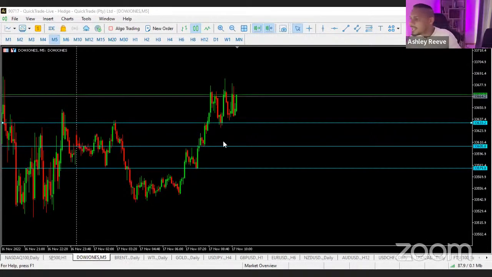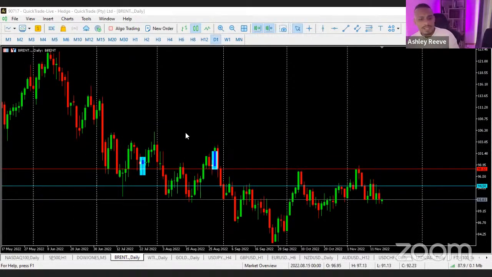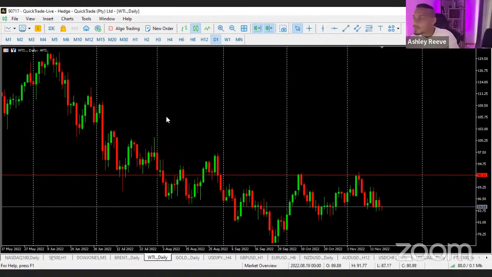Brent, still nothing here. Nothing here still. Can you guys still see that support? Nothing, guys. Let's go to WTI. They correlate together. Still at the support.